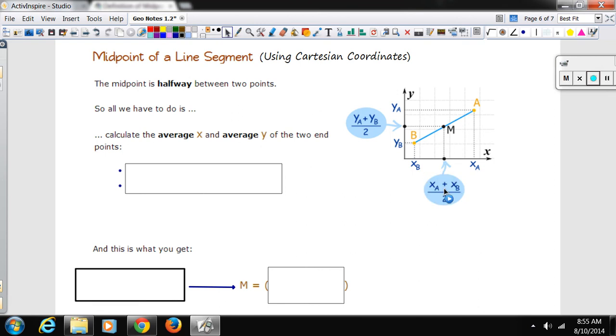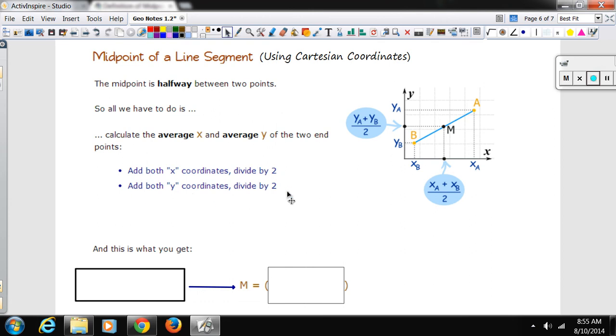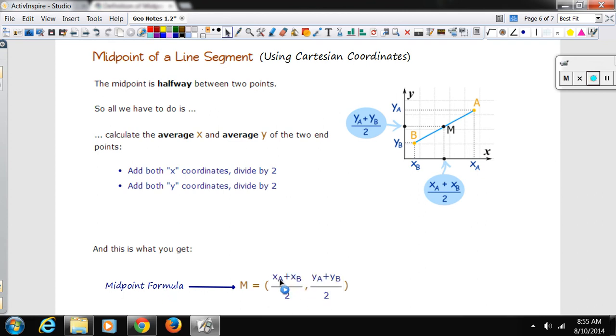Down here, you take the 2 x values. We went over to get to B, we went over here to get to A, so we add those two together and divide by 2. That's going to be the midpoint of how far you went over. And so that'll be the midpoint. You average the x's and you average the y's. So add both x's and divide by 2, add both y's and divide by 2. This is what you'll end up with. The midpoint formula is the x of your A point plus the x of your B point, added together and divided by 2. The y of your A point plus the y of your B point, and then divided by 2.